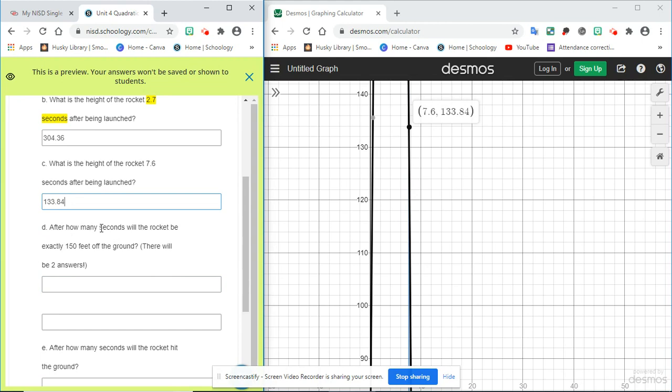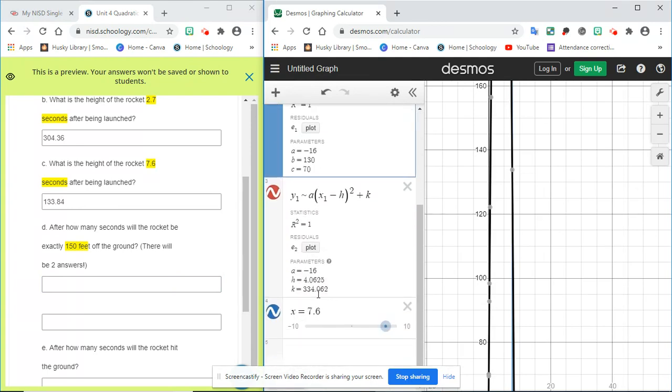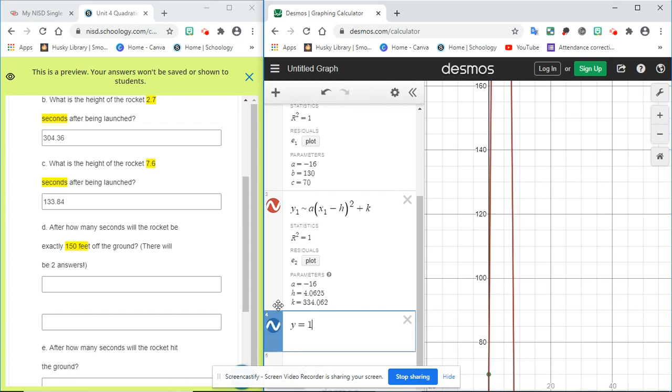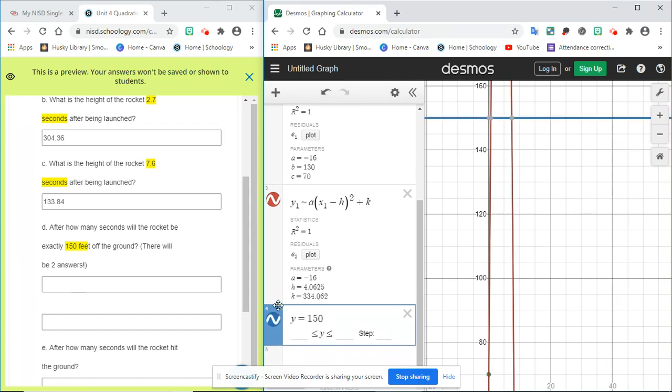Next, after how many seconds will the rocket be exactly 150 feet? Notice how now you're not given seconds. Here, this problem was in seconds, right? Because seconds is the x-axis, or the x value. This is now feet. Feet is the y value. So I'm going to change my equation. Instead of saying when does x equal something, now I'm going to say when does y equal 150? Now the line changes to be horizontal instead of vertical, right? Because now we're dealing with the y variable from your table.